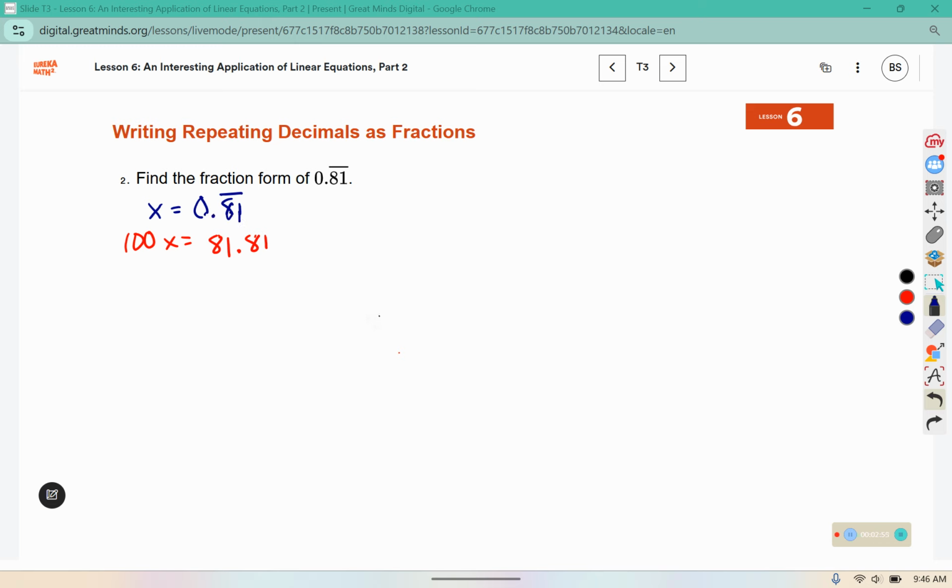Then step 3 says to subtract the equation from step 2 from step 1. So it'll look like this. 100x minus x, and 100x was 81.81 repeating, and x was 0.81 repeating. 100x minus x leaves us with 99x. 81.81 repeating minus 0.81 repeating leaves us with 81.